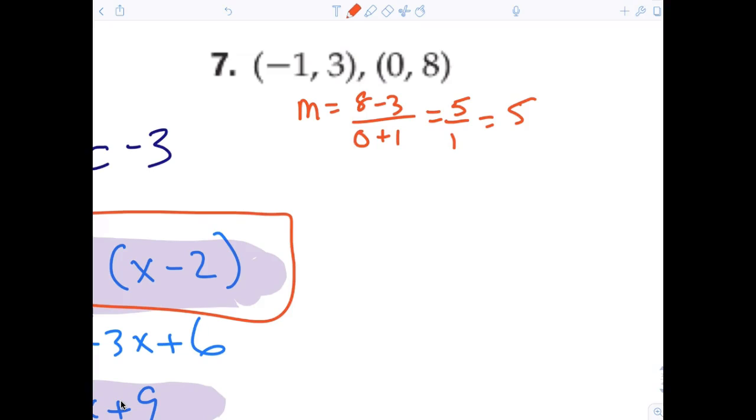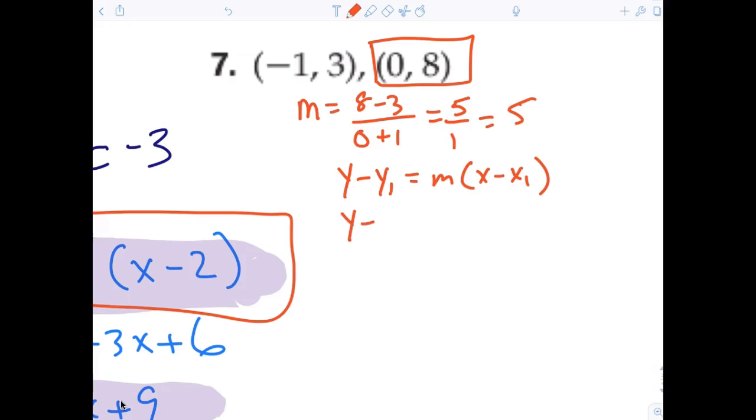Now, which point do you want to use? The first one or the second one? All right, so let's do the second one. So now write the equation, which would be y minus y1 equals m times x minus x1. Now, go ahead. Y minus, what's the y value? 8 equals, what's the slope?